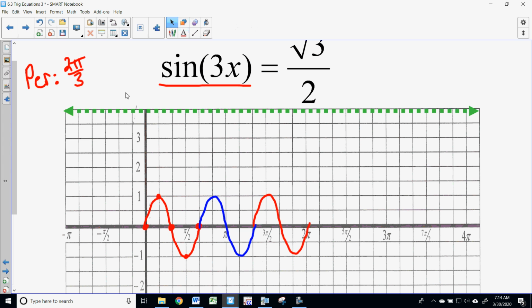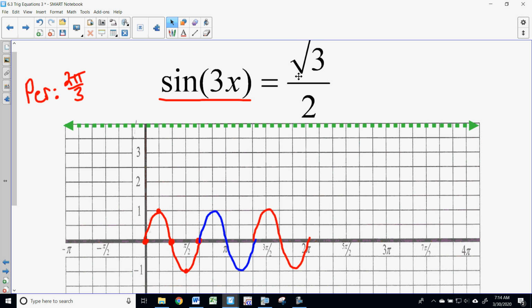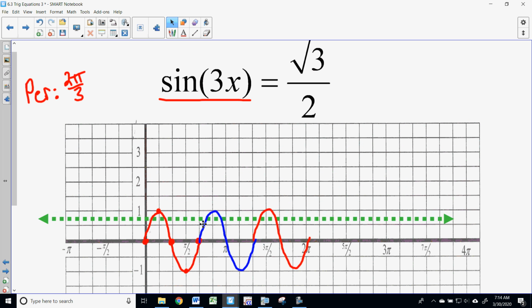So what's going to happen is where I try to find where that is equal to square root of 3 over 2, which is about 0.87, which is right about there, you're going to notice that I am not going to get 2 answers like before when we were on the unit circle. I'm actually going to get 6 answers. 2 that we normally get times that 3. So how can we find these 6 answers? That's what we want to talk about here today.